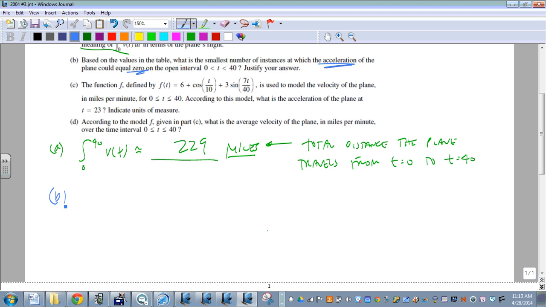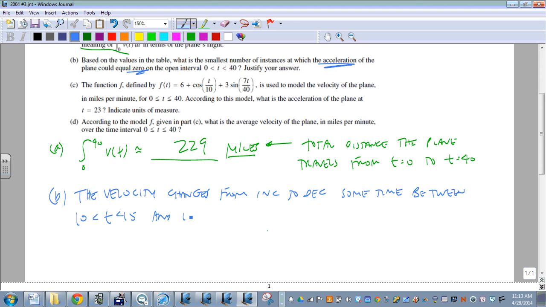So for part B, the velocity changes from increasing to decreasing sometime where t is between 0 and 15, and it changes from decreasing to increasing sometime between t 25 and 30.